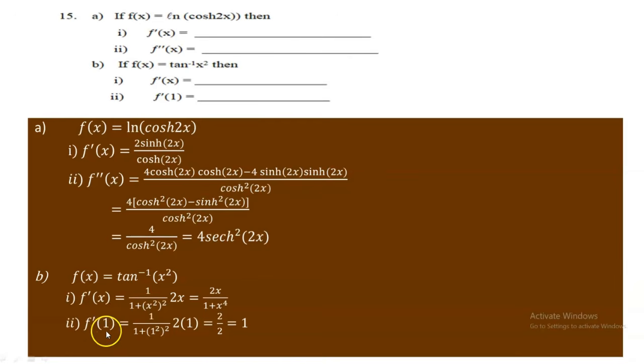So as you are substituting 1 in place of x, the numerator turns to be 2 times 1, which is 2. 1 plus 1 to the power of 4 is again 2. So 2 divided by 2 is going to be 1, right? So here is how you can find the answer for this.